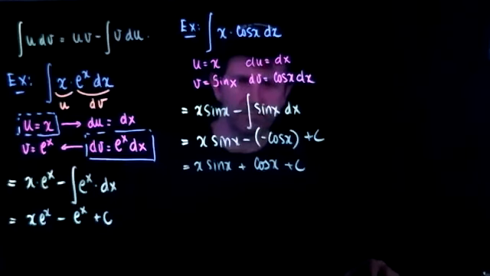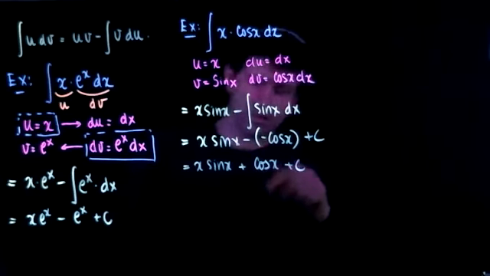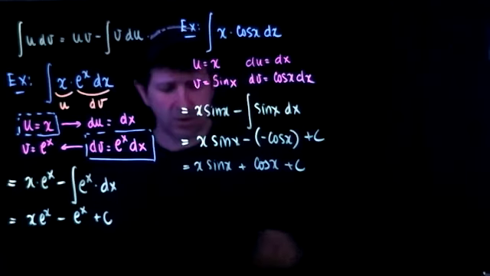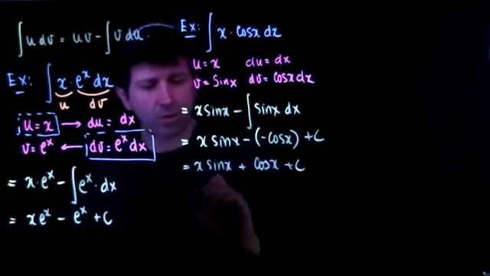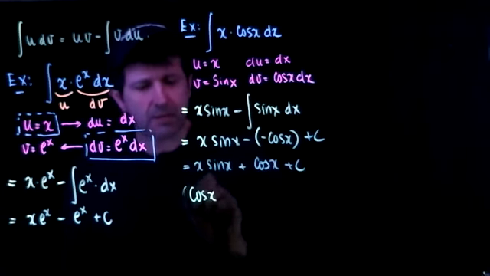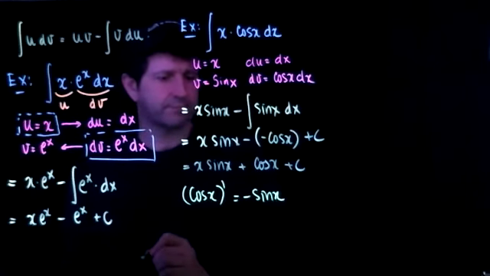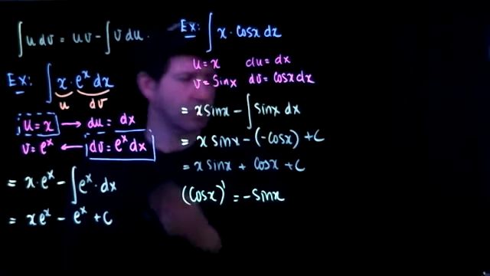Minus cos x. Excuse me? The antiderivative of sine x, isn't it like cos x? Yeah, minus cos. Because if you differentiate cos, you get minus sine. Just, I'm going to remind you here. Cos x prime is negative sine x. Okay, so if you want to find the antiderivative of sine, it will be minus cos.